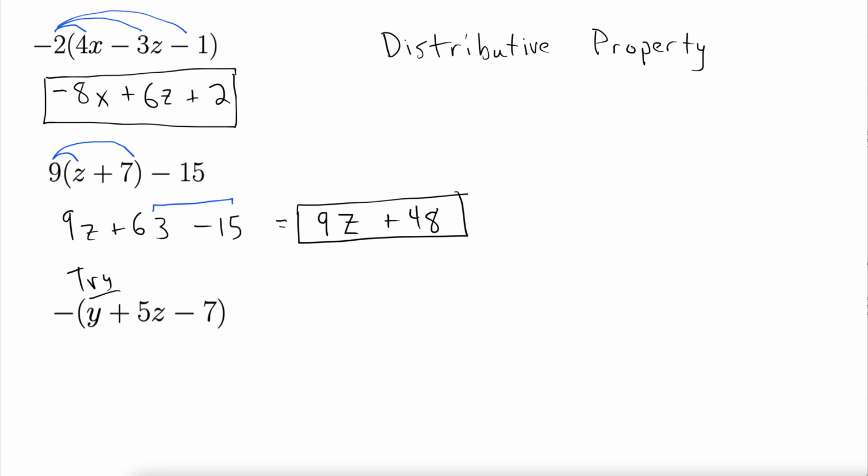Okay, let's do it together. This one's a little different, but remember, if there's no number here, this is actually just a negative 1 hanging out here. So we're going to write negative 1 there, and then we distribute through to all three of these. All right, so that's negative y. Negative 1 times negative 5 is negative 5z. Negative 1 times negative 7 is plus 7.